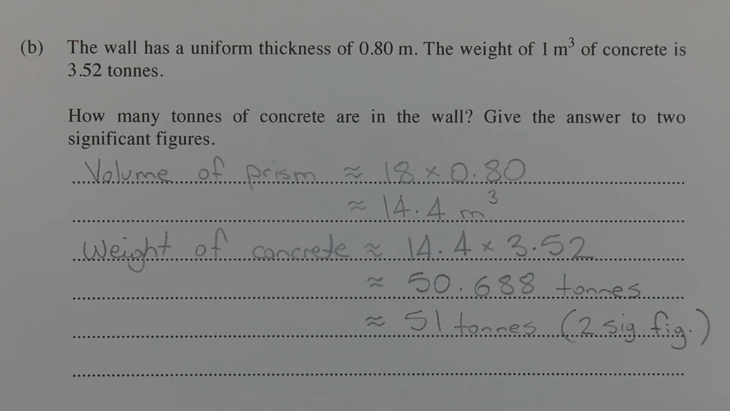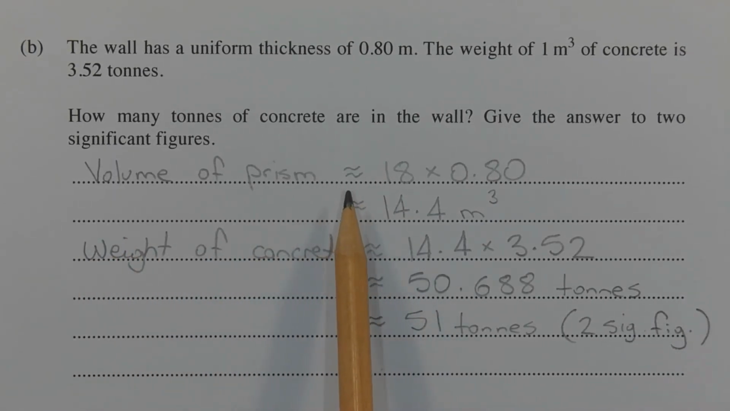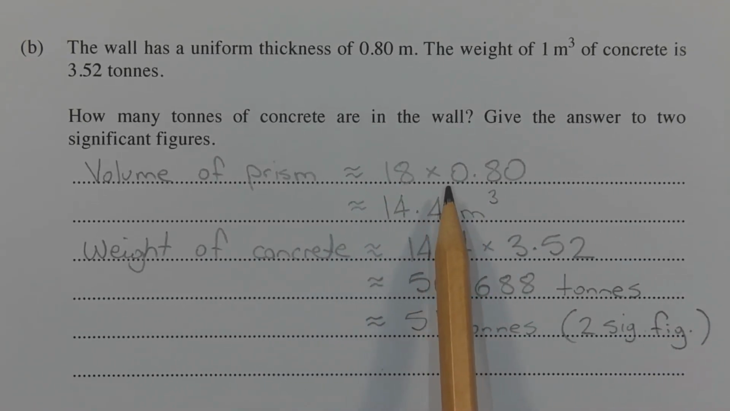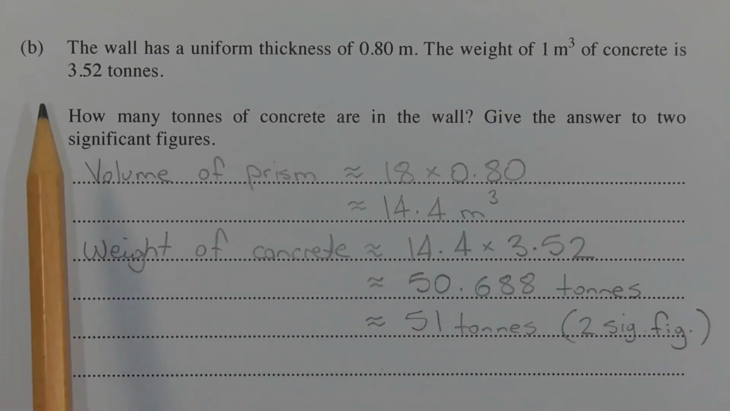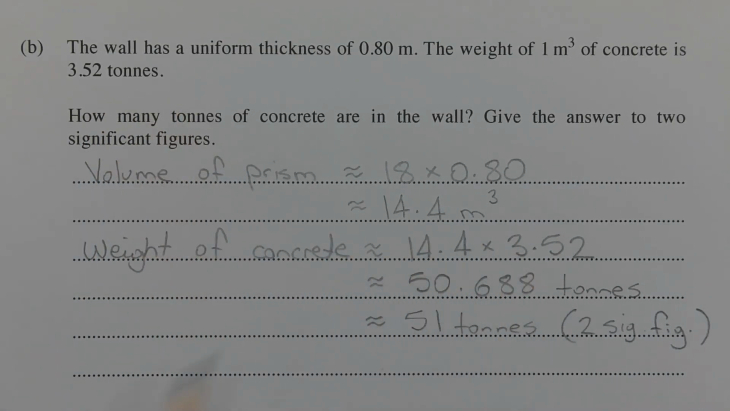And because we're dealing with an approximation to the cross-sectional area of this wall, I'm using the approximately equals to symbol here. The volume of the prism is approximately equal to 18, so that's the cross-sectional area, multiplied by the uniform thickness of 0.80 meters, and that gives us 14.4 cubic meters. Now the weight of concrete per cubic meter is 3.52 tons, and we have 14.4 cubic meters.